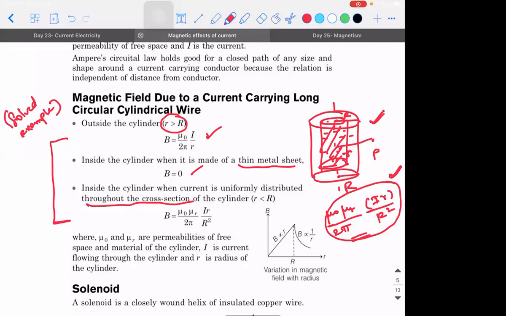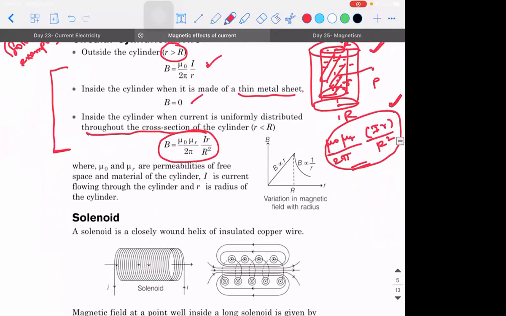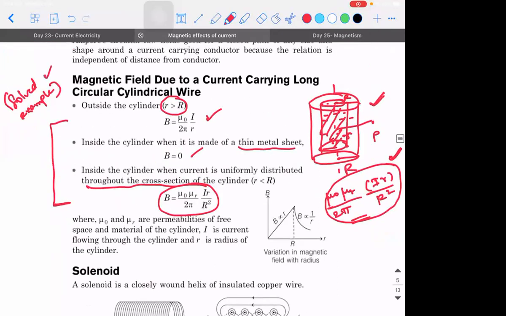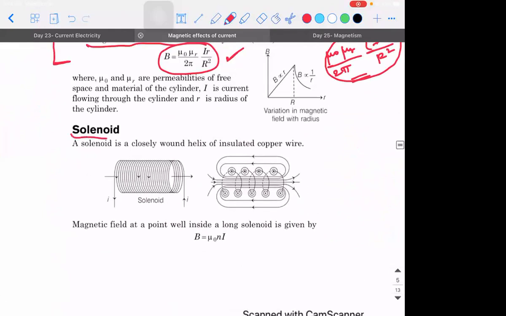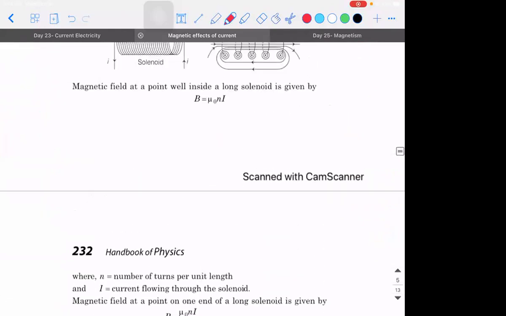Similarly, you need not remember this expression. There is going to be no problem directly asked based on this formula. It is a concept actually. So I suggest you understand the solved example so that you can derive this expression in less than 2 steps instead of memorizing it. Okay. Next is a solenoid. So what is the magnetic field due to a solenoid?